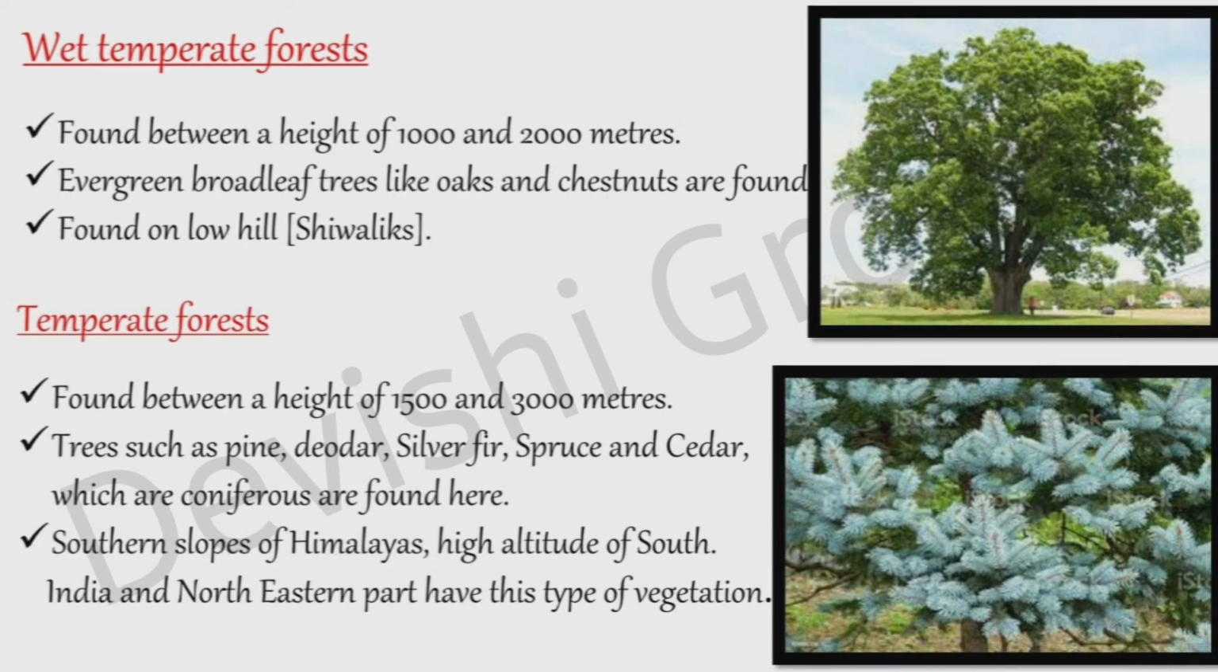Wet temperate forest. These forests are found between a height of 1000 and 2000 meters. Evergreen broadleaf trees like oaks and chestnuts are found here. They are found on low hills, the Shivaliks. Temperate forests. These forests are found between a height of 1500 and 3000 meters. Trees such as pine, deodar, silver fir, spruce and cedar, which are coniferous, are found here. The southern slopes of the Himalayas, high altitudes of South India, and the northeastern part have this type of vegetation.